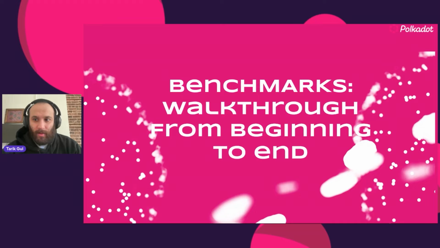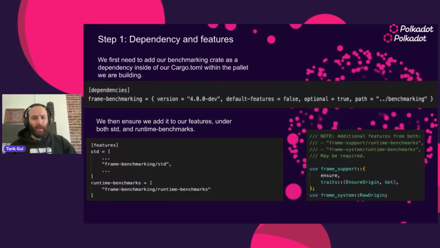Cool. Hello, everyone. I'm going to do a walkthrough on the necessary steps to get benchmarking working. We covered a lot in the last learning session about some of the code and the steps to write the macros given a certain pallet's extrinsics. Today I'm going to cover the actual steps from beginning to end on what's necessary to get these benchmarks working. The first step is to take care of the dependencies and features.